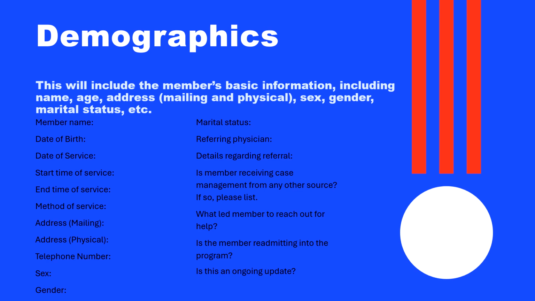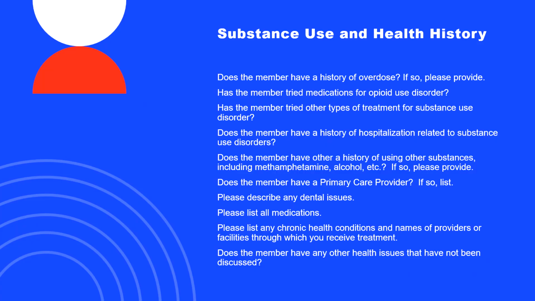And then you have the question, what led the member to reach out for help? Is the member readmitting into the program? Is this an ongoing update? And of course, if it's not an ongoing update, then if it's an initial comprehensive needs assessment, you will put this is an initial comprehensive needs assessment. If it is like a yearly redo of the comprehensive needs, you will put this is the yearly update.